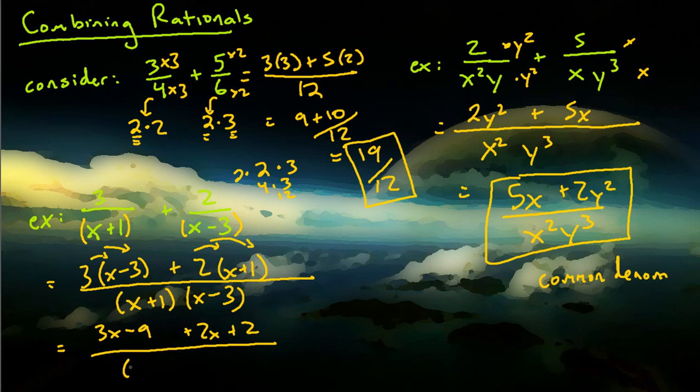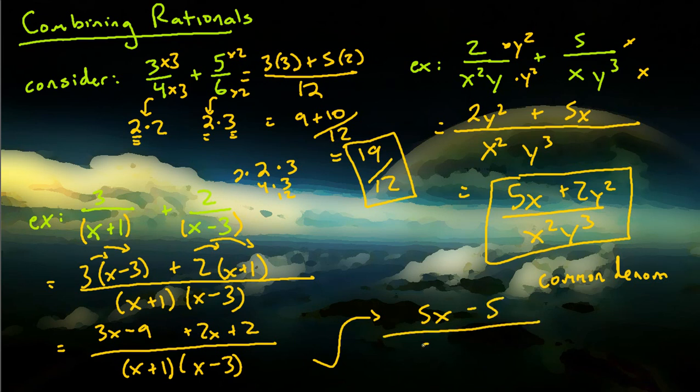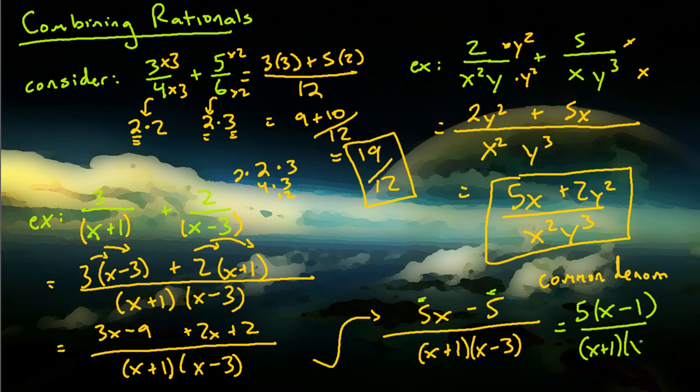Now I'm not actually going to distribute that new denominator. I actually want to leave it in factored form. And we'll just go ahead and simplify. 3x plus 2x is 5x. And then minus 5 all over x plus 1, x minus 3. Now, this is a correct answer, but we generally want to factor our numerator if possible. And I could factor out a 5. So I'd have 5 times x minus 1 all over x plus 1, x minus 3.